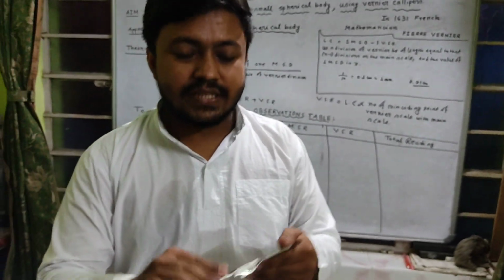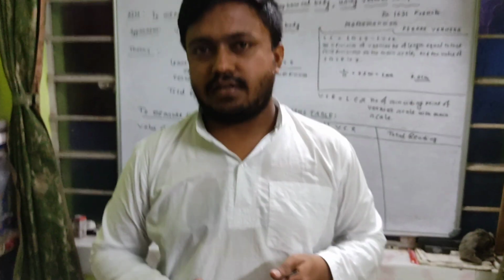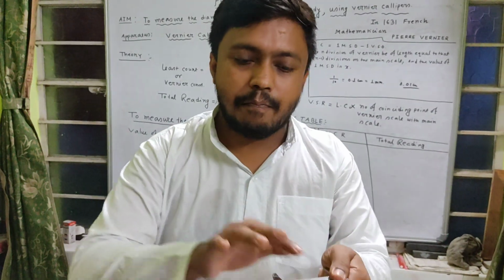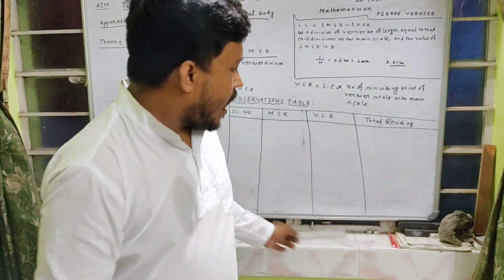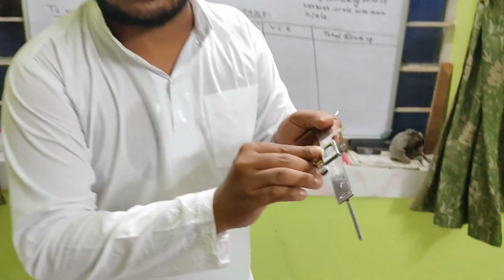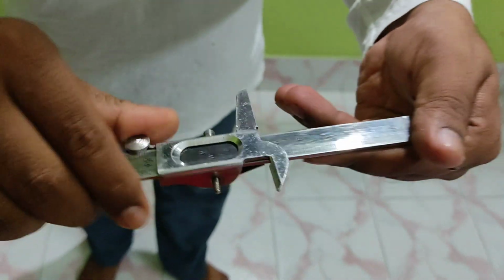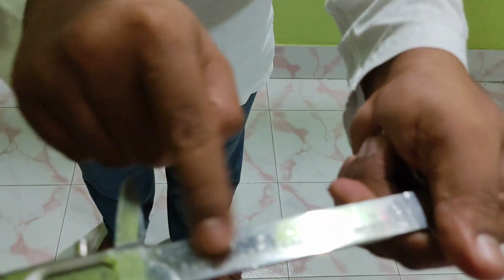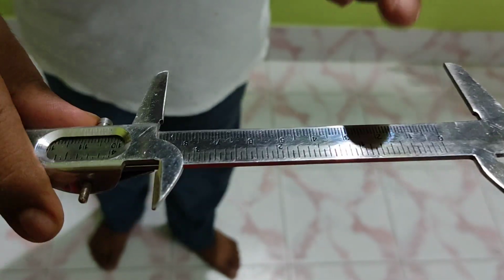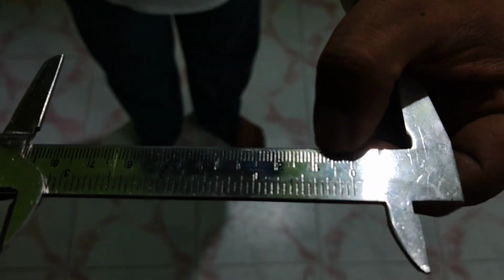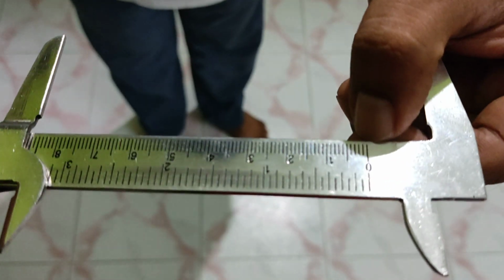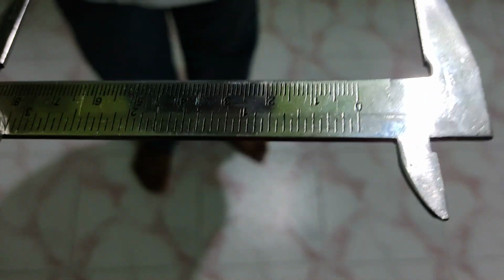Okay, so now students, in the vernier calipers there are two scales. One is the main scale, and this is similar to our centimeter scale. There is no difference. The other is the vernier scale. This vernier scale is movable, but this is called the main scale, and the main scale is segregated in centimeters. So for getting the value of 1 centimeter, how many divisions are there? 10 divisions. So the value of each division will be 0.1 centimeter, which means the least count of this main scale will be 0.1 centimeter.